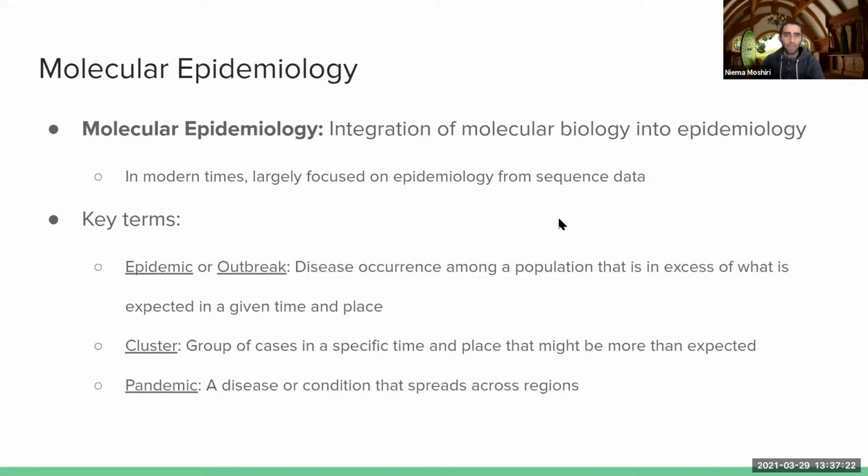Okay, so a pandemic is a disease or a condition that spreads across regions. While it's within a single region, it's called an epidemic. And then once it spans across regions, so for example, when COVID went from Asia to Europe, Europe to US, whatever, when it jumps between populations or jumps between regions, then it's called a pandemic.